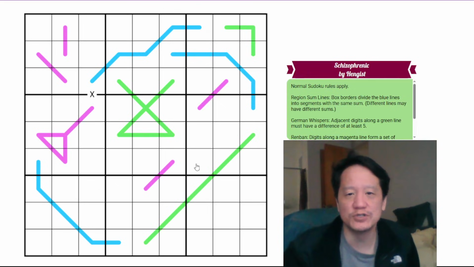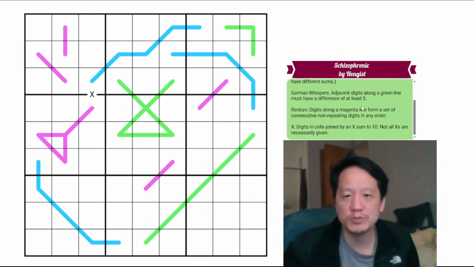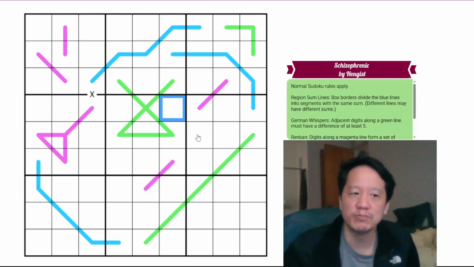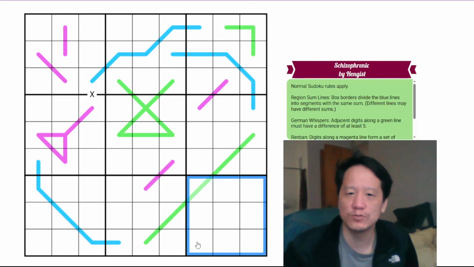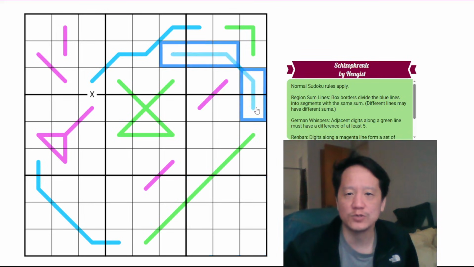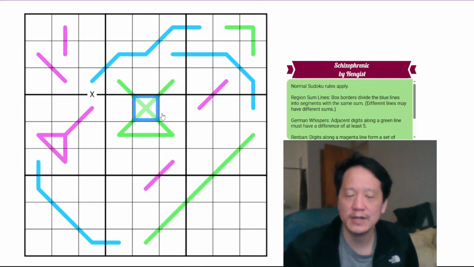Normal Sudoku rules apply, which means in every cell in the grid, place a single digit from 1 through 9 such that there are no repeats in any row, column, or designated 9-cell region. We have region sum lines, where box borders divide the blue lines into segments with the same sum, and different lines may have different sums.